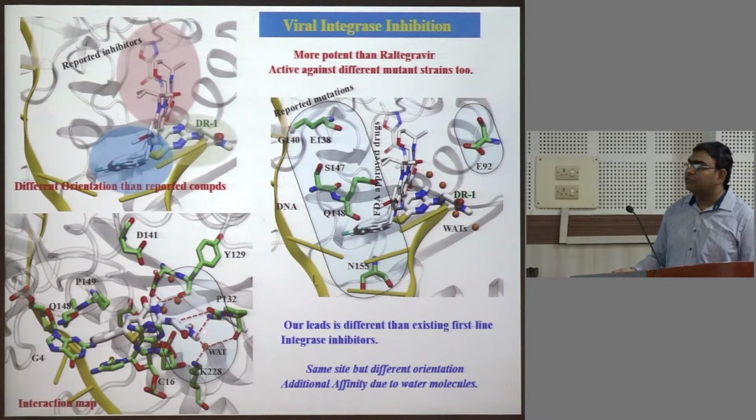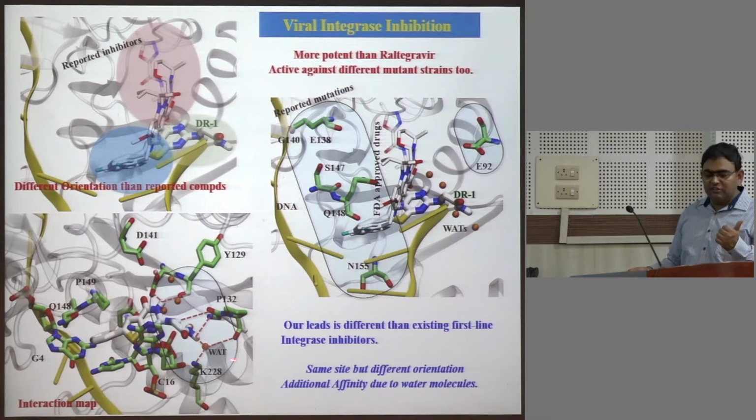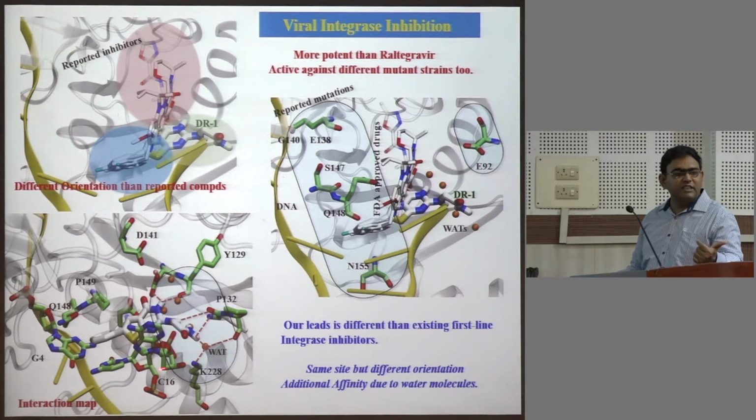So what is the benefit of this? Our molecule is also effective on resistant mutants. So not only is it blocking the wild type, it is blocking the mutant strain as well. So in one shot, we get three benefits. First, it induces autophagy, it inhibits the integrase, and it is still active on the mutant strain also.